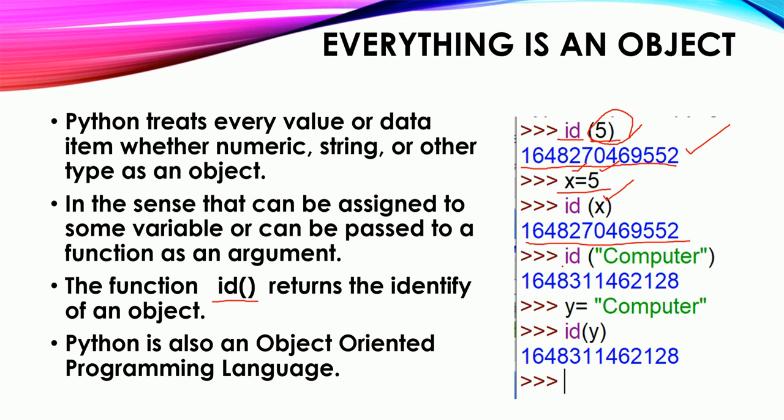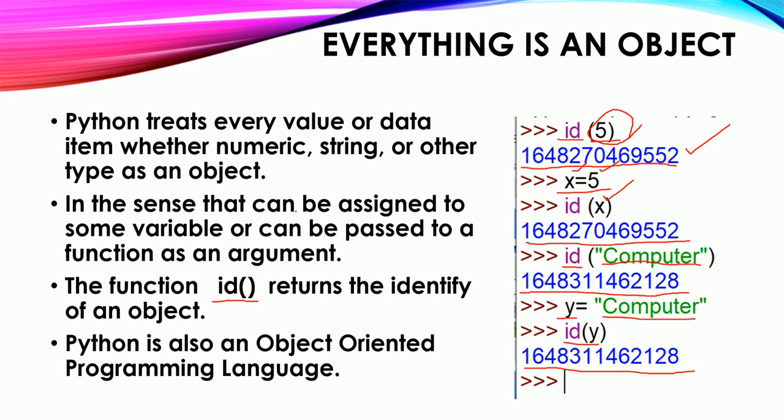Suppose I write another example: id, within the bracket, I write computer. Now the same thing here, we are getting the id 1648311462128. In the next line I store the same word, computer, in the variable y, and I check the identification of y. What is inside y? Inside y, the same identification number is there. Okay, so it is an object. Everything is an object, and every object has an identification.